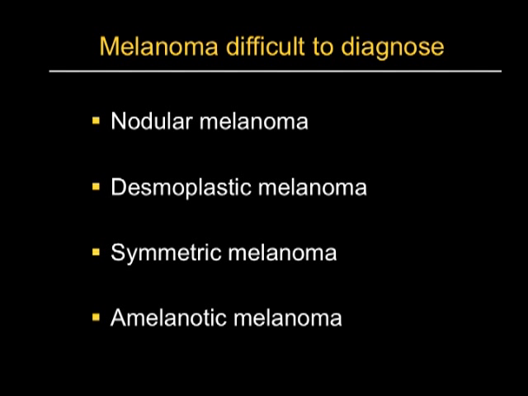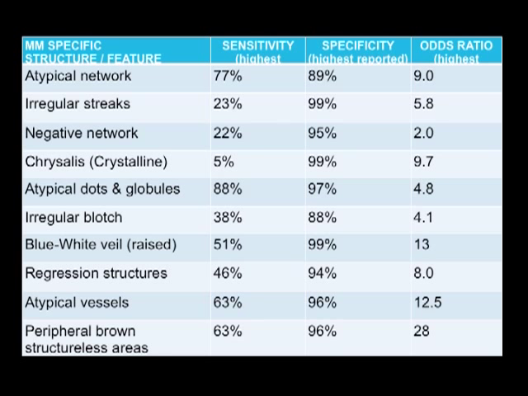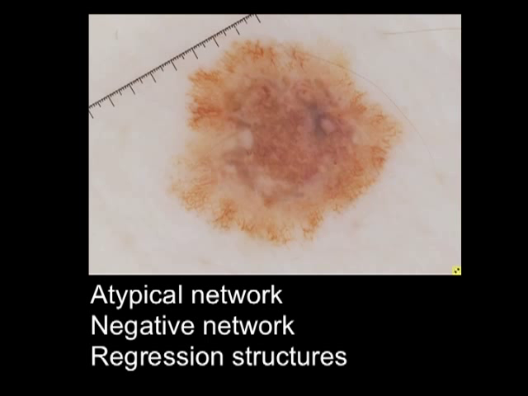Melanomas that appear as symmetric lesions can also be difficult to diagnose. We often associate melanoma with asymmetry. However, clinically symmetric lesions can still be melanoma. Such symmetric melanomas will usually manifest at least one of the melanoma-specific structures seen with dermoscopy. This clinically symmetric melanoma revealed atypical network, negative network, and focal regression structures.